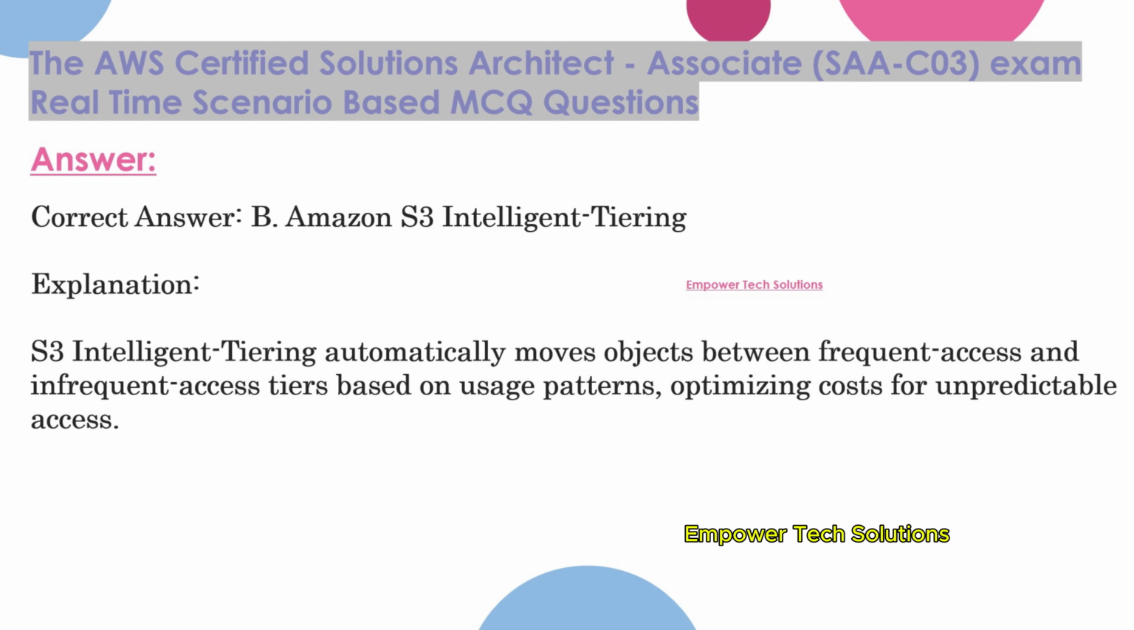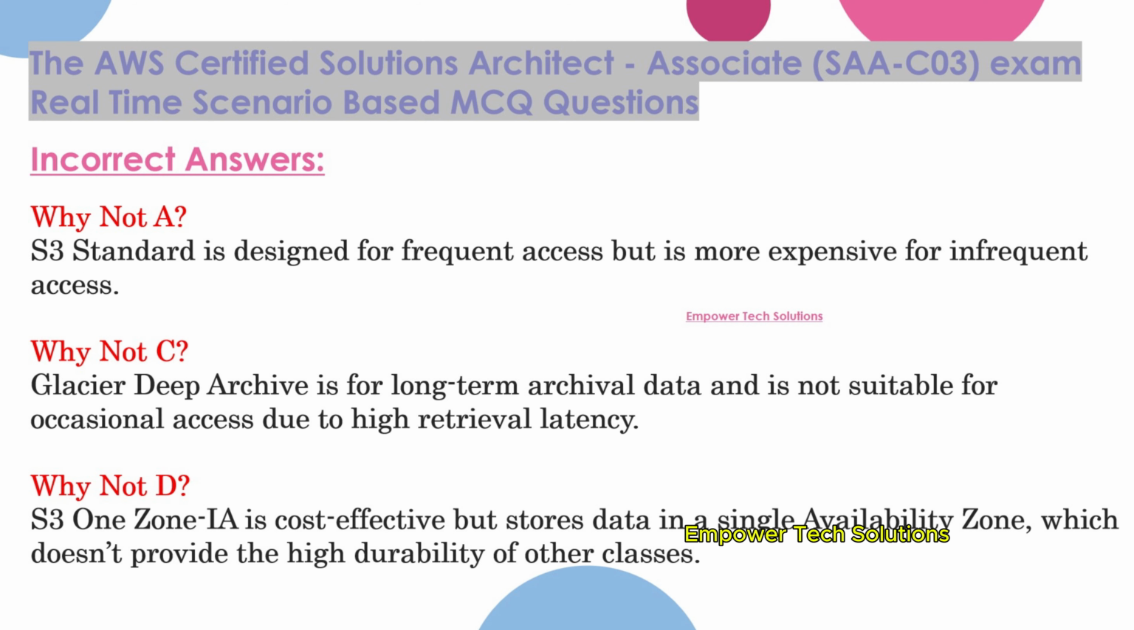Correct answer, B. Amazon S3 Intelligent Tiering. Explanation: S3 Intelligent Tiering automatically moves objects between frequent access and infrequent access tiers based on usage patterns, optimizing costs for unpredictable access. Incorrect answers.